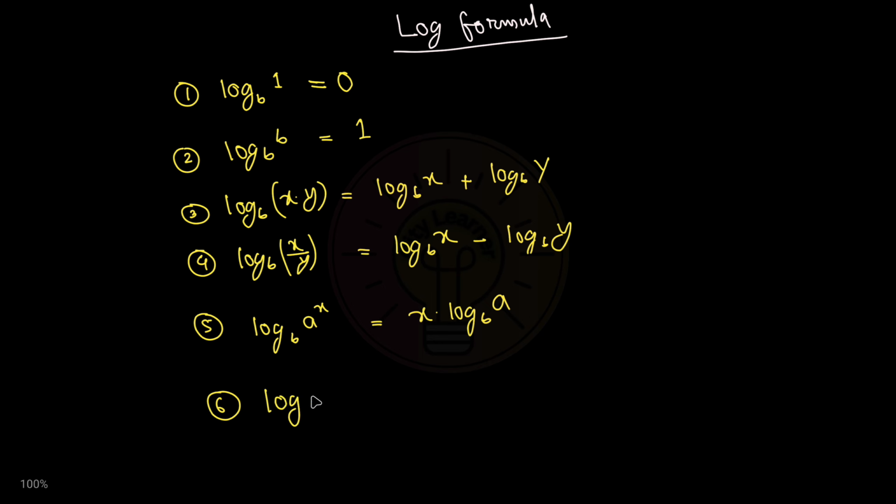log_b a can be written as log_c a divided by log_c b. If log_b a = log_b c, then we can write a = c.